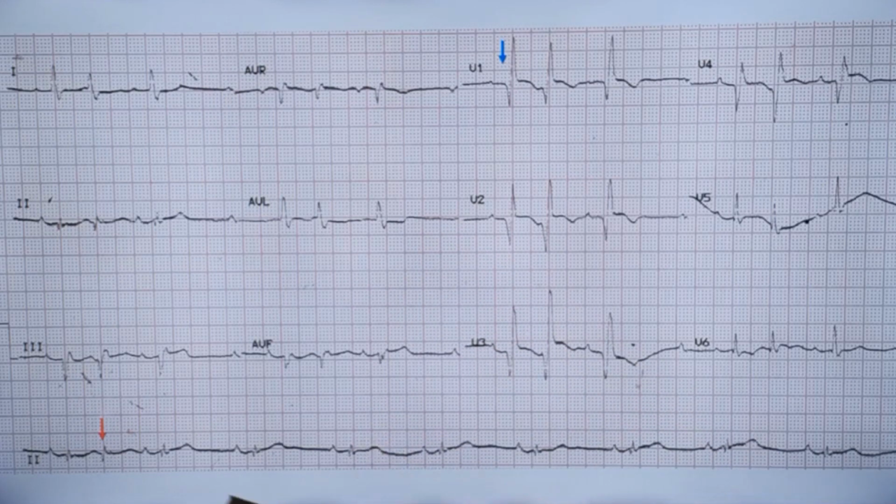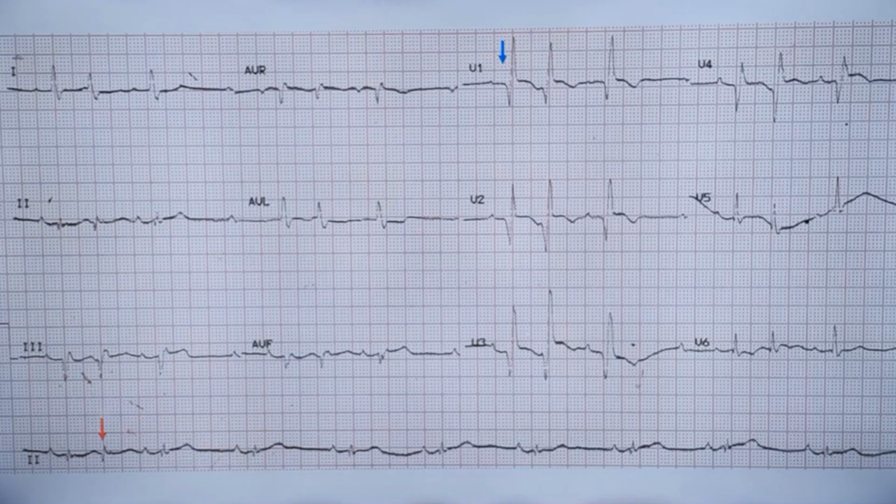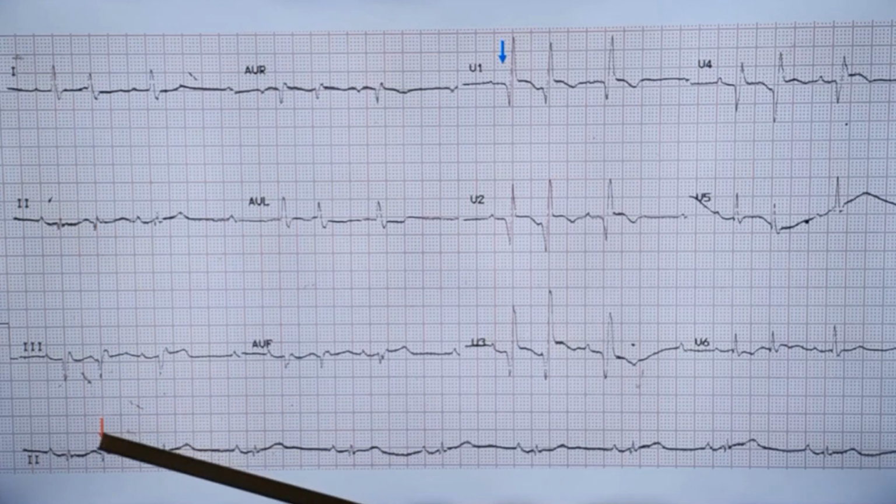You can see one ectopic beat here. This is an ectopic beat. You can't see a definite P wave before that, and the QRS pattern is almost similar to the other beats. So most likely a supraventricular ectopic beat here. Only a single beat has been shown there.